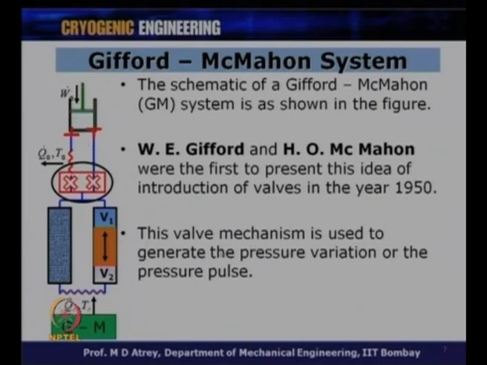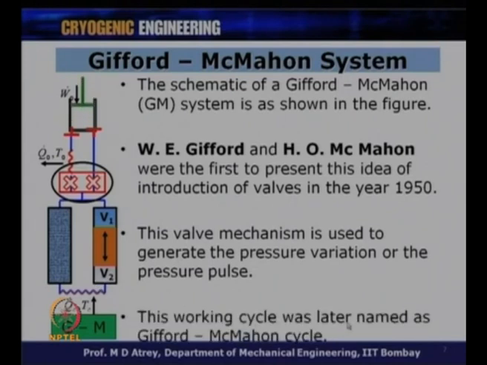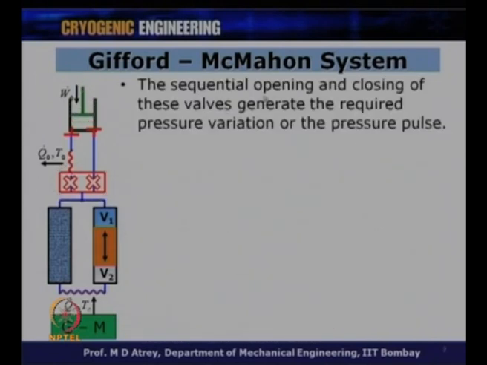This valve mechanism is used to generate the pressure variation or the pressure pulse. So, the high pressure valve gets opened for some time and therefore the expander is subjected to high pressure, and the gas comes into the expander. After some time the high pressure valve gets closed and the low pressure valve opens, thereby having expansion of the gas over here, and you get lowering of temperature. This is what we will see in the GM cycle. This working cycle was later called the Gifford-McMahon cycle, or shortly GM cycle. The sequential opening and closing of these valves generates the required pressure variation or pressure pulse.